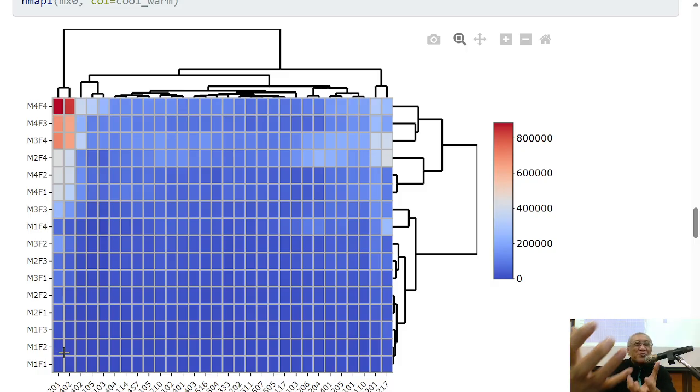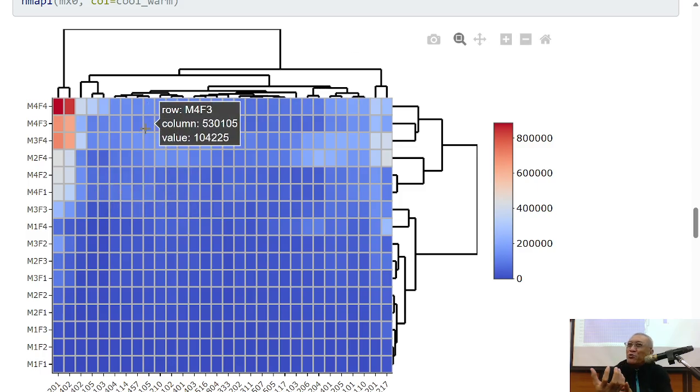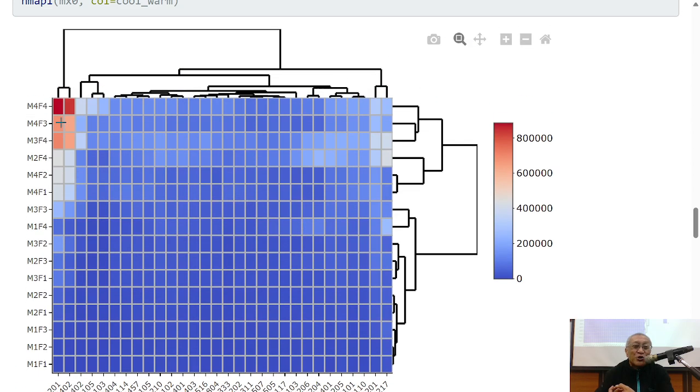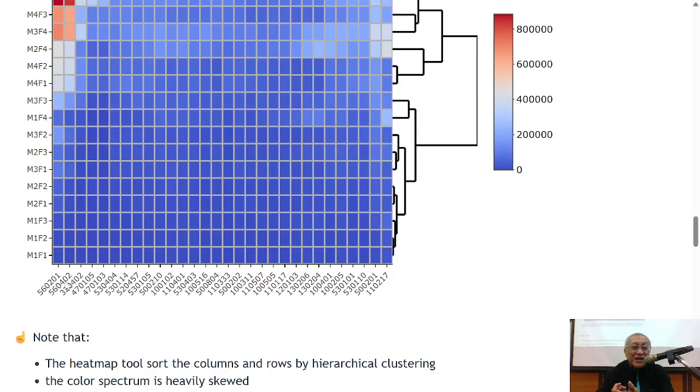Because you have some groups, M4F4, M4F3, M3F4, they naturally will generate the most revenue. You already know that, right? So when you visualize it, this visualization did not give you extra information. You already know that these two categories generate a lot of revenue, and these groups are generating a lot of revenue. So what's the point of making this matrix?